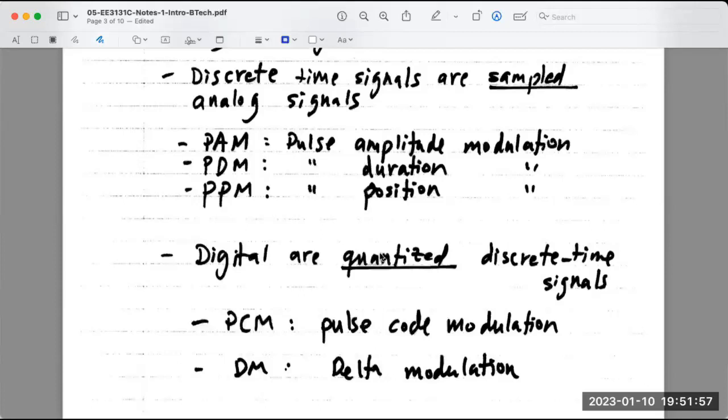Don't worry too much. I'm just giving you some examples. We'll go into details on this later. But the idea here is that the information is stored in either the amplitude, position, or duration. All I'm doing is sampling in time. Once I quantize in value, we get a digital signal. Examples of that are PCM, pulse code modulation, and delta modulation. In this class, we'll talk about PCM, and we'll see that PCM is the bridge from analog to digital.